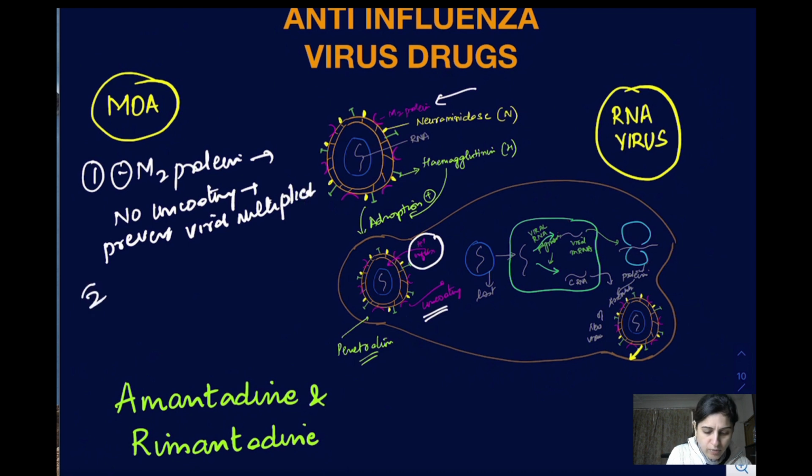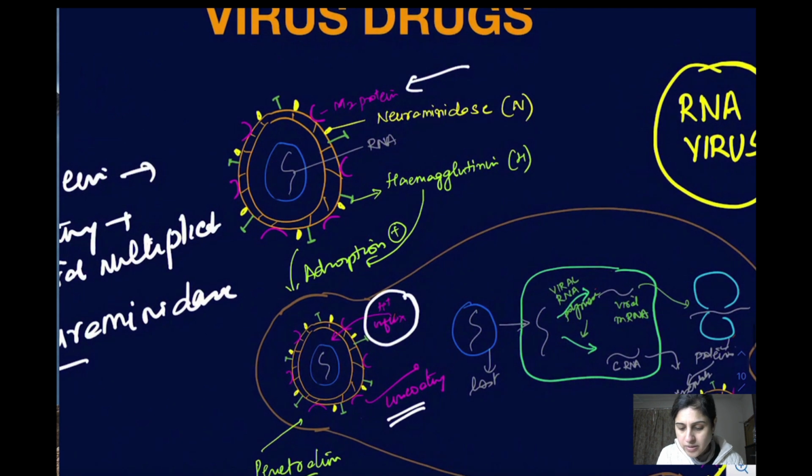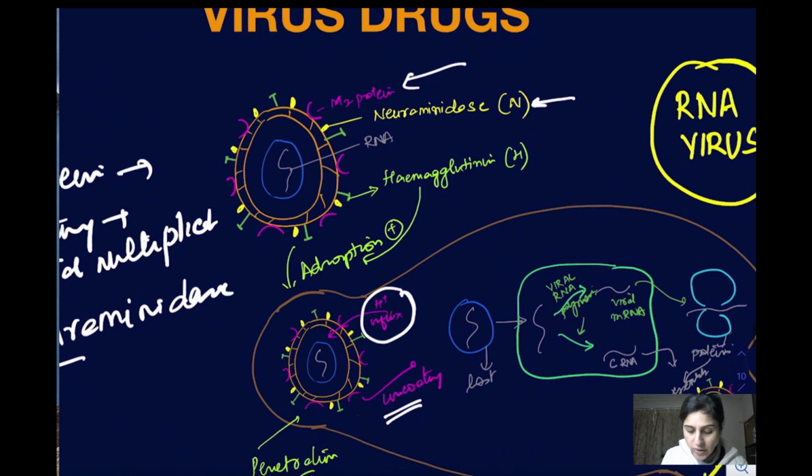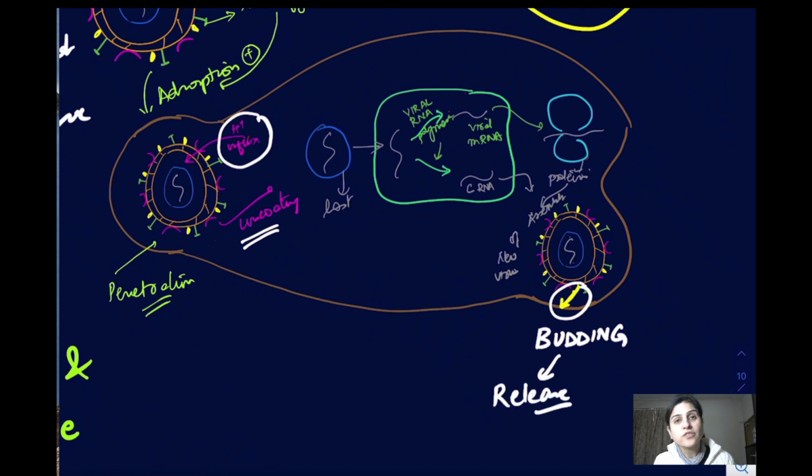The second mechanism of action is that it inhibits the neuraminidase enzyme. Neuraminidase. Again, if I enlarge this a bit, this is your neuraminidase. And what is the role of this neuraminidase in this virus? I told you, it is important for the budding. Budding is happening here, right? It attaches to this and leads to budding, and ultimately it leads to release of the virus.